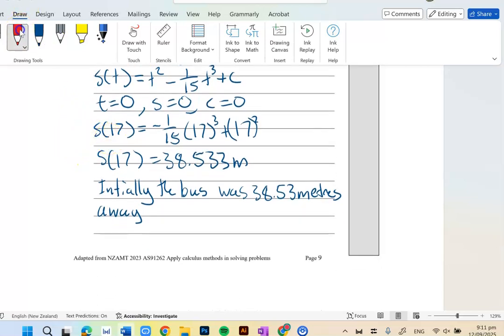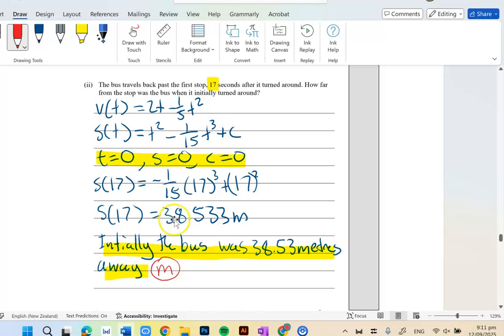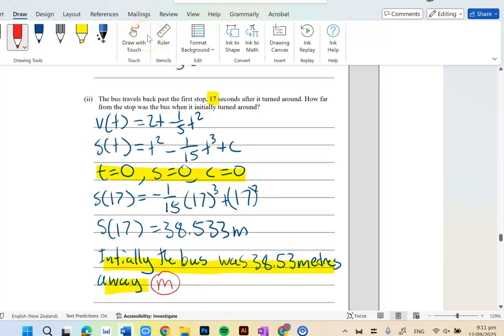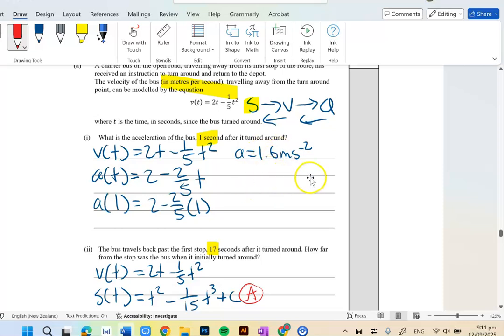Okay, so for this question, if you have the correct c value, so you've made a statement that c is equal to 0, and you've also found the correct distance, so this part here, you would get a merit. You must also have the unit, so no unit, no merit. For achieved, there just needs to be some evidence of anti-differentiating, so this part here would be achieved. For the earlier question, to get achieved, you just need to get 1.6 meters per second squared. Alright.